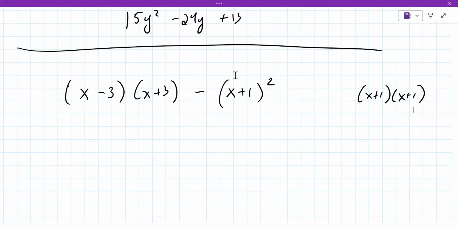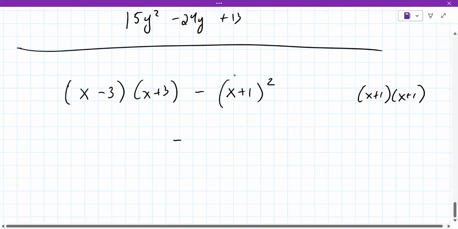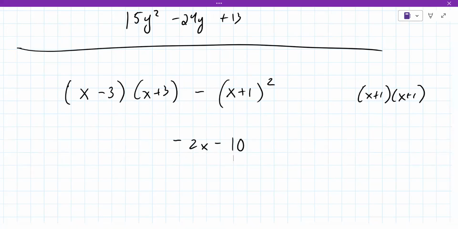Okay, keep going. You're almost there. So it would be negative 2x minus 10. Is that right? Yes, I heard minus 2x minus 10. Yes, that is correct. Good. Okay.